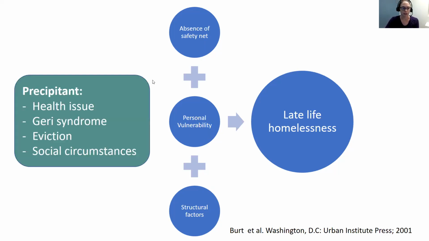And then from my experience, or at least cases that I've seen at Scarborough Village, there's this group of things that makes the person vulnerable to late life homelessness. But what I'm seeing is that there's often a precipitant that underlies their homelessness when you go back and sift through their chart review. So this may be a new health issue, development of a geriatric syndrome, which we'll talk about later, a new eviction, underlying social circumstances like recently losing a spouse or a partner.